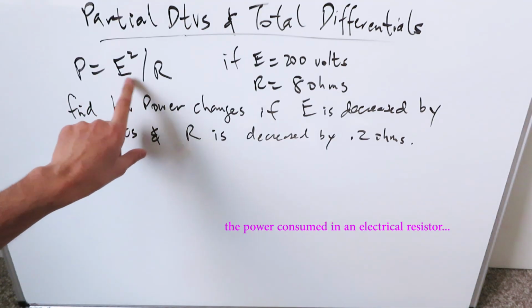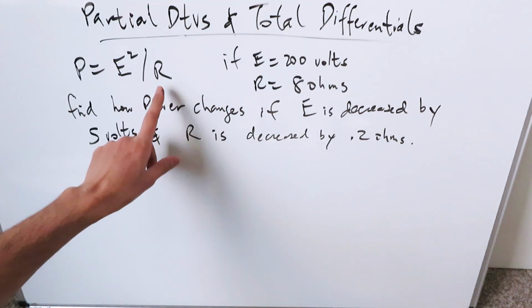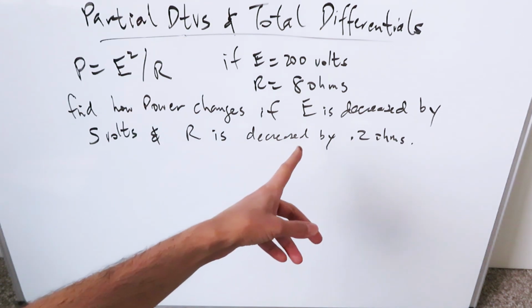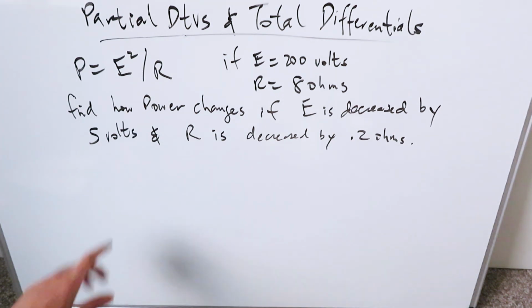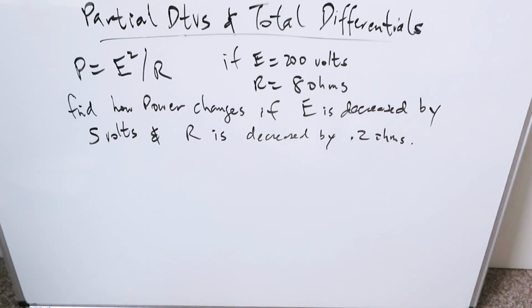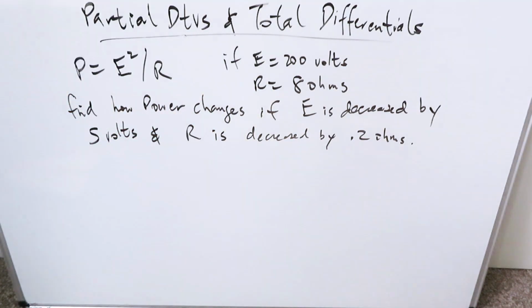Let's look over here at an electrical resistor. Power is equal to E squared over R, in watts, where you have the E value, which is 200 volts, and R, your resistance, 8 ohms. How will the power change for this system if E, the voltage, is decreased by 5 volts, and R is decreased by 0.2 ohms? The resistance is decreased, your E value is decreased. How will your power be affected for this system? How will you do this?